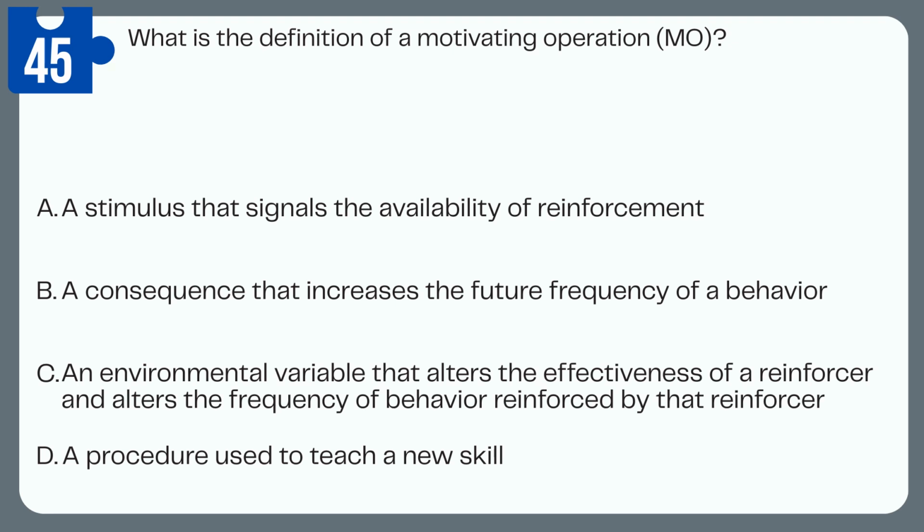Question 45. What is the definition of a motivating operation, MO? A. A stimulus that signals the availability of reinforcement. B. A consequence that increases the future frequency of a behavior. C. An environmental variable that alters the effectiveness of a reinforcer and alters the frequency of behavior reinforced by that reinforcer. D. A procedure used to teach a new skill.